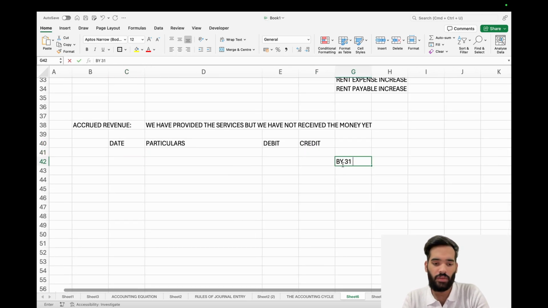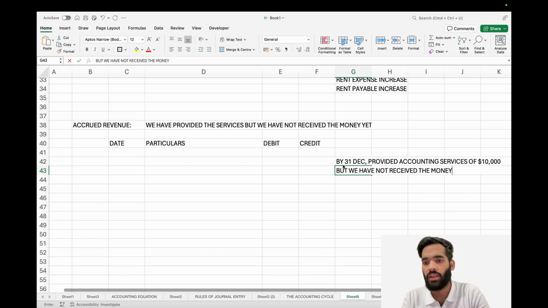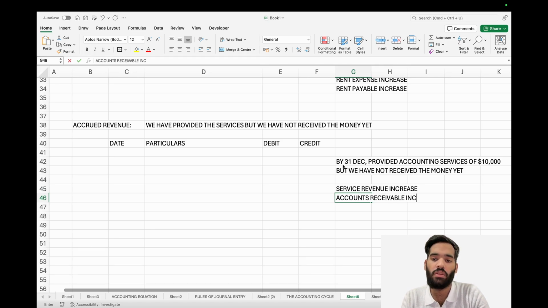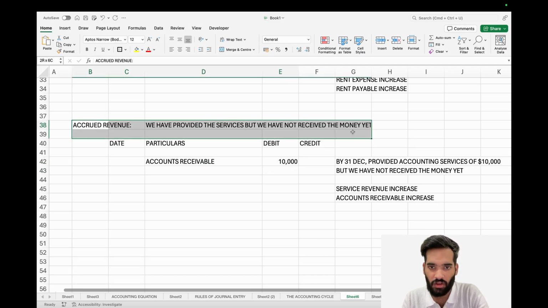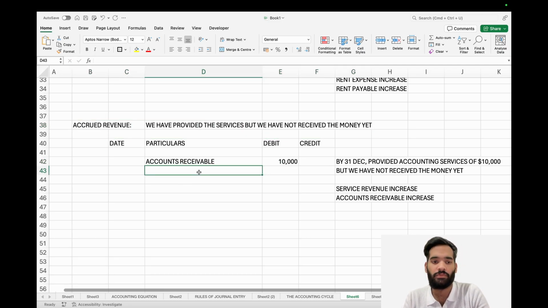So if I say by 31st December, we provided accounting services of $10,000, but we have not received the money yet. This is something we have already done, do you remember? We said, because we have done the work, our service revenue will increase, and since I'm still owed the money, my accounts receivable will increase because I'm owed more money because of this transaction. So accounts receivable debit, service revenue credit, this is what we already covered in the past classes, but at least now we have a name to give this type of transaction: accrued revenue.